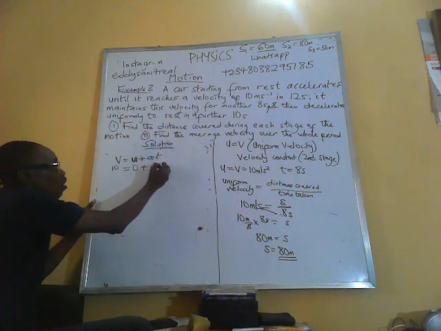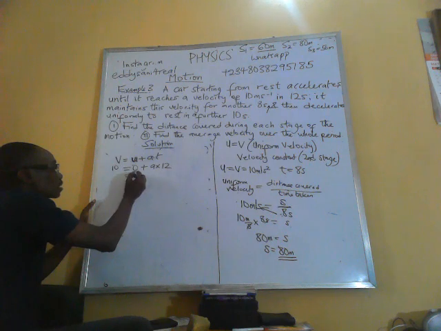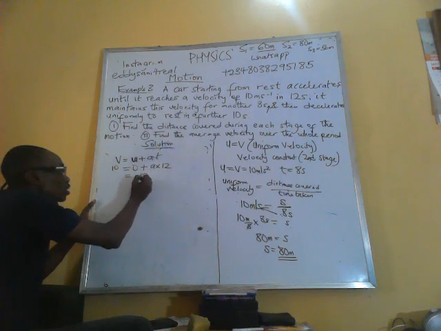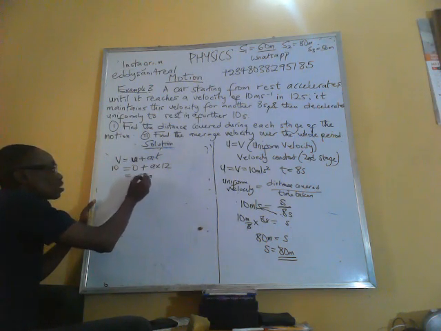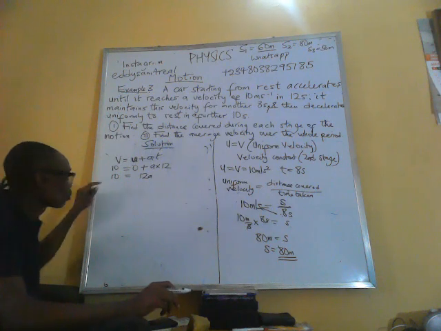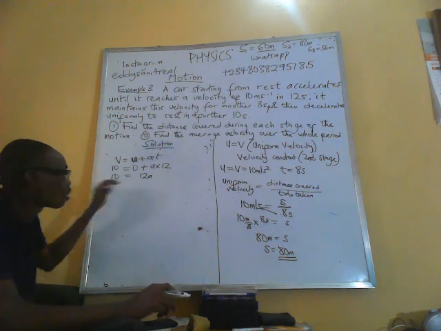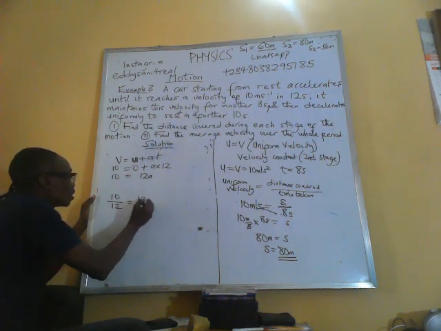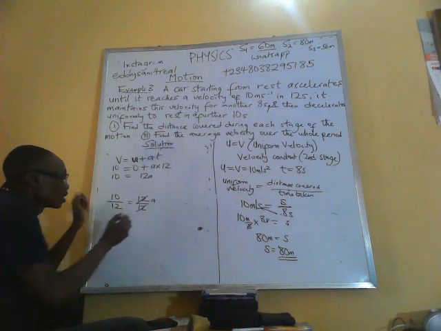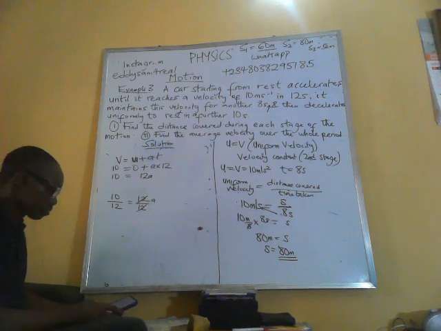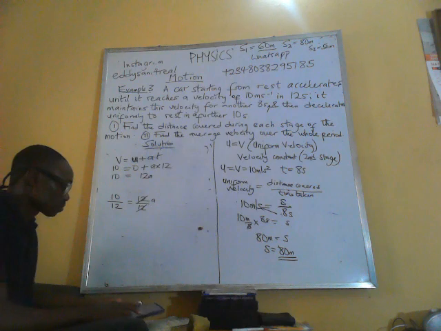Time taken was 12. The 0 goes, because adding 0 to anything leaves it unchanged. 12 times a gives 12a. So 10 is equal to 12a. Solving for a, we divide both sides by 12. 12 cancels 12, leaving 10 divided by 12. Let me get the value on my calculator. 10 divided by 12 is 0.83.